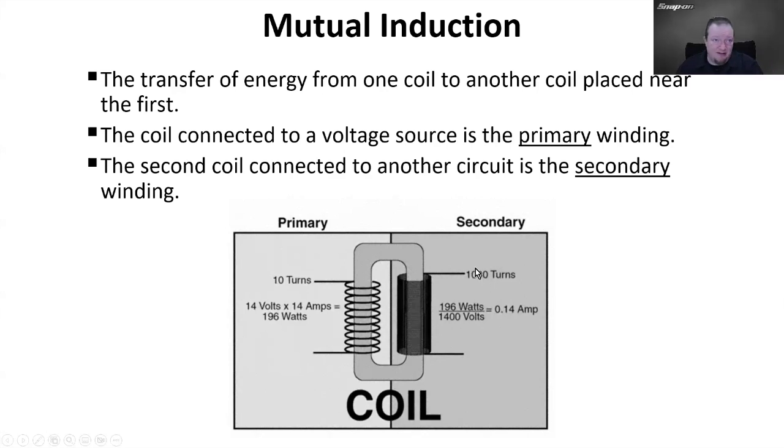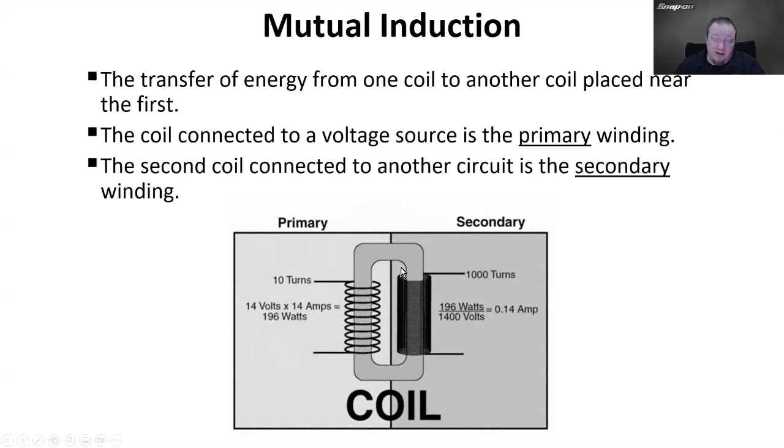Now, it could be 10,000 turns. It could be 100,000 turns. It just depends on how the manufacturer designed the coil. And whatever the step-up factor is between either side, that's how we get our massive spike in voltage. A transformer works on the same principle. Solenoids, relays, they all work on a very similar principle.